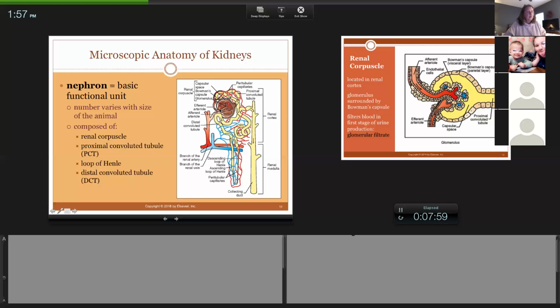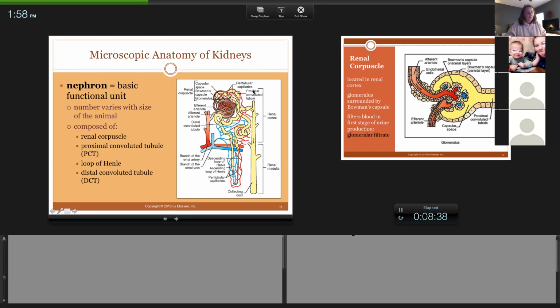After it enters the Bowman's capsule, whatever gets filtered is going to enter this yellow tube. Now, these yellow tubes are not blood supply. These are the tubules of the kidney, okay? This first one is called the PCT, the proximal convoluted tubule. Whatever gets filtered out of the blood, which is some body water, nutrients, wastes and electrolytes, goes into this PCT, swirls and twists, and then comes down to here, which is called the loop of Henle.